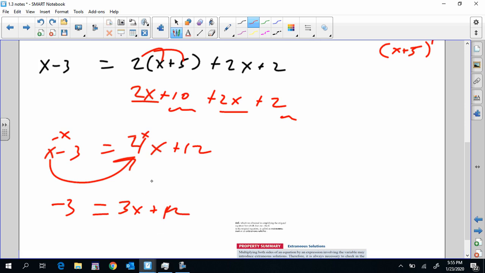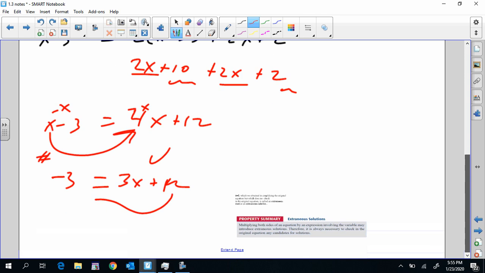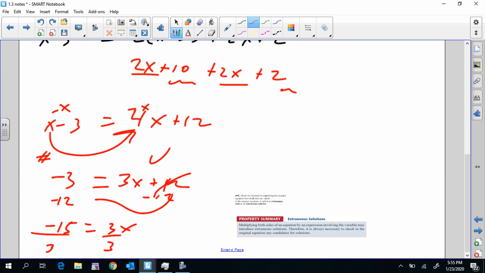At that point, variables are here, then numbers have got to go on the right side. We'll bring the 12 over. It's going to change from a positive 12 to a negative 12. You're going to get negative 15 equals 3x. You're going to divide to get rid of the 3, and you're going to get x equals negative 5.